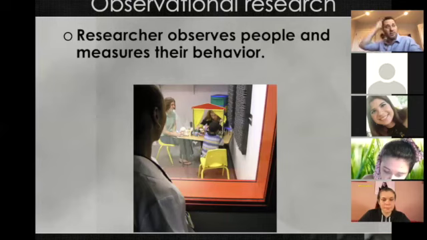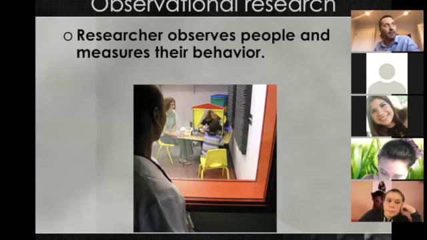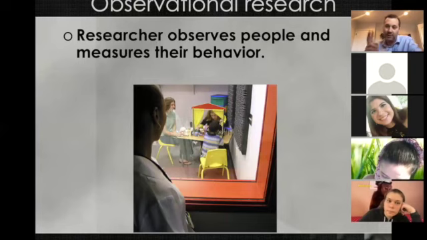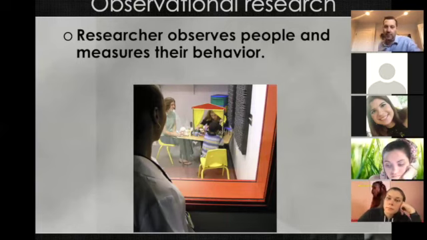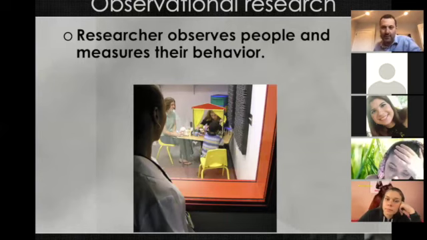Or maybe you go to a mall, maybe you're interested in knowing something like who initiates physical contact more when you have a conversation between a man and a woman. Do men physically initiate contact? Do they touch women first more than women touch men first? And so you might go to a mall, sit on a bench, and simply record these behaviors as they occur.